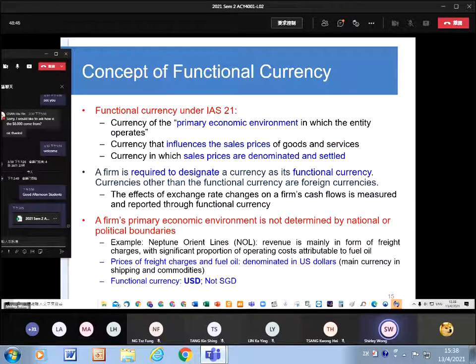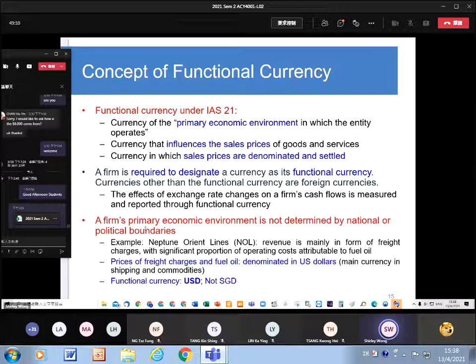So let me give you the idea about how to choose the functional currency. According to IAS 21, when you think about functional currency, you can think about the primary economic environment you operate in. For example, if you operate in Hong Kong, then you will use Hong Kong dollar. If you operate in Japan, you usually use Japan dollar. So this is one of the criteria to think about.